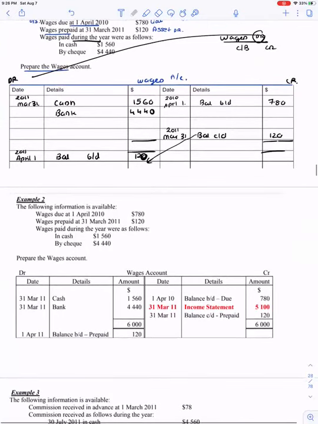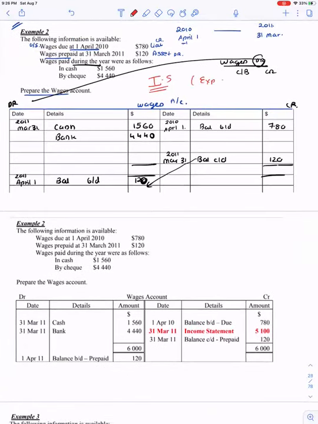What I see is, I just do not know the wages transferred to the income statement or the expense of wages for the year. That means I do not know wages for the year. No problem, I can find it as a balancing figure. What I do is see the heavier side. This side is heavier. Write it on both the sides. It would be 1560 plus 4440. It comes up to 6,000. Write 6,000 on both the sides.